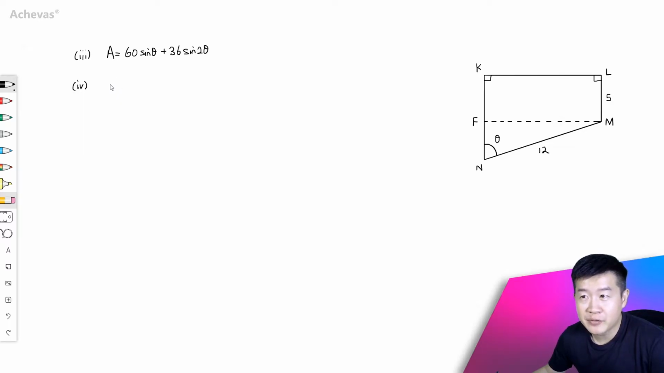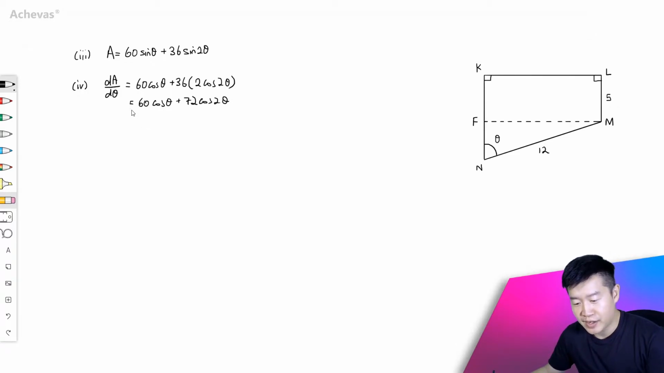And to do this part of the question, we are going to make use of differentiation. First, let's try to differentiate A with respect to theta, which will give us dA/dθ. This is going to be equal to 60 cosine theta plus 36. Differentiating this, we have a 2 cosine 2 theta. So dA/dθ is equal to 60 cosine theta plus 72 cosine 2 theta.